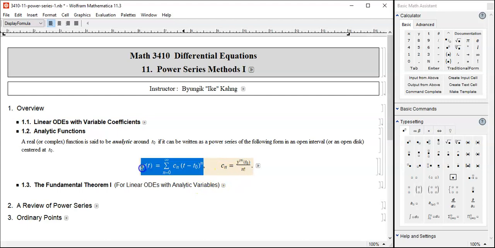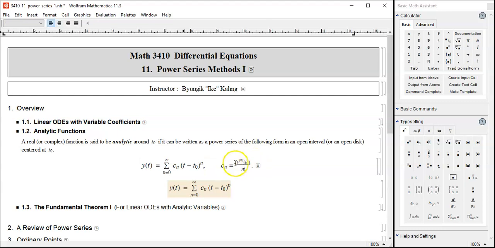Does everybody remember this? Is this familiar to everybody? This formula, I mean. What is it called? Taylor's theorem, or Taylor's formula, or Taylor's series. There are many names, but in any case, it's associated to Taylor. I hope everybody remembers that.